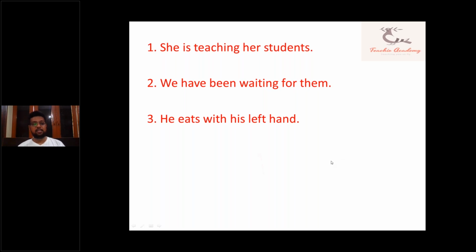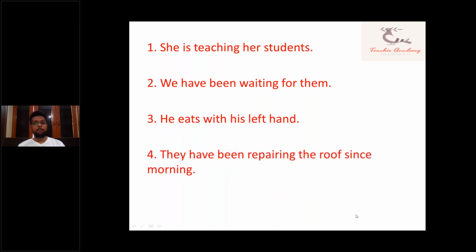Let's see another sentence. They have been repairing the roof since morning. Which tense is this? Everybody write the answer, please. Please, everybody try to write the answer. This is present perfect continuous tense.